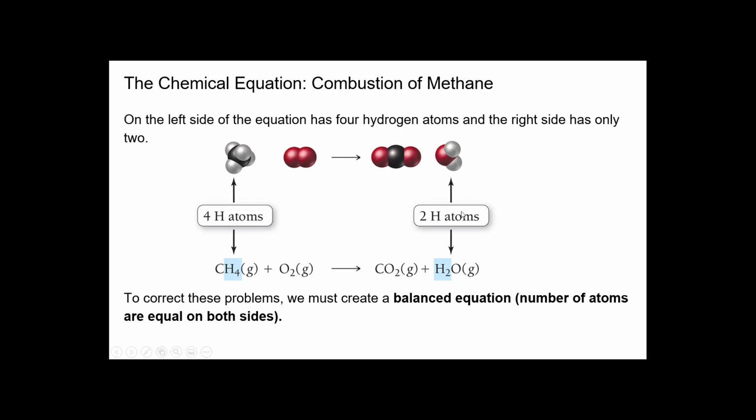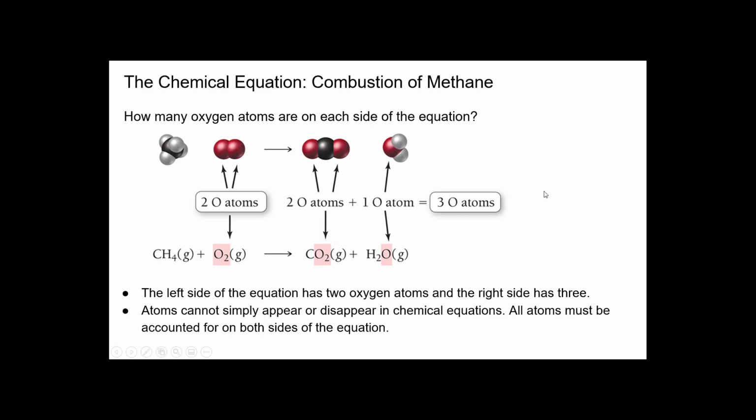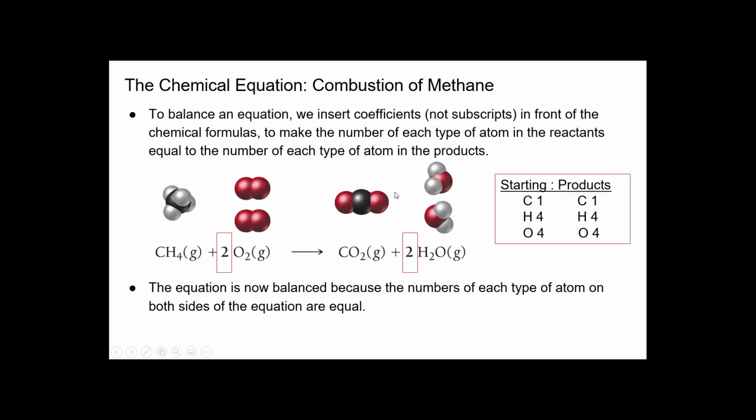We cannot have odd numbers. They have to be even, not necessarily even, but they have to equal each other on this side. So if we have 4 atoms on this side, we need to have 4 atoms on this side. If we have 2 atoms on this side and we have 3, we need to find a number that allows a multiple to have the same number of atoms on both sides. That's what we're going to do. So this is where the coefficients come in.